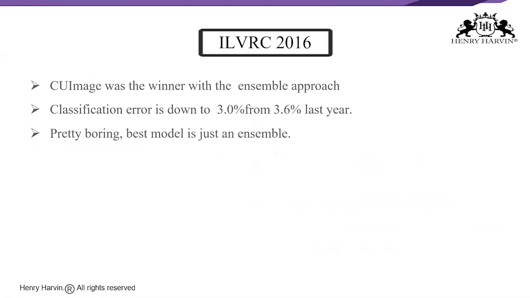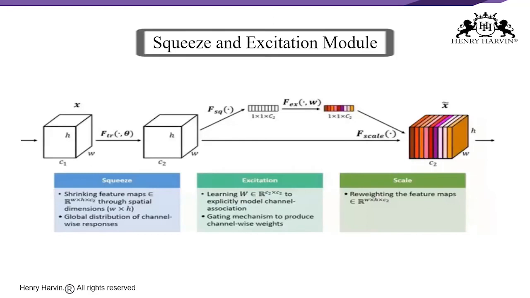So the next one, after this the story was a little boring, and in 2016 the winners were the CU Image team. Here the landscape becomes saturated, and their error rate reduced to 2.99%, and it still decreased. They were the winners of 2016, and the best model seems to be an ensemble. There are various networks, but nothing interesting, so it is not really required to learn about it. The next one is the squeeze and excitation model, which is SENet 2017.